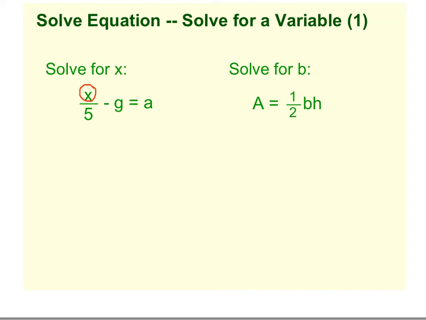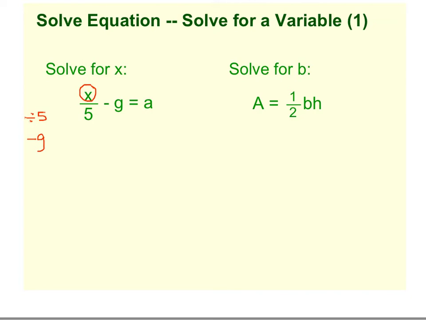Now we want to ask ourselves, what's actually happening to x on this side of the equation? Well, the first thing is this fraction. X is being divided by 5. So off on the side, I'm just going to write down dividing by 5. And then what else is happening to x? Well, then you are subtracting a g. So we are subtracting g.